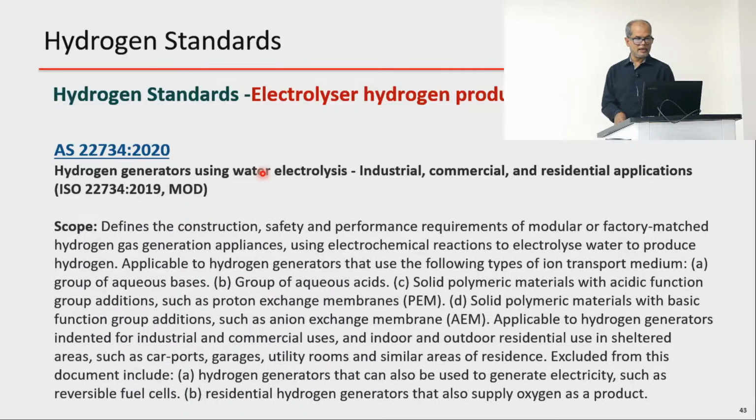And this is more like electrolytic hydrogen production. So this standard is mainly relevant to the production of hydrogen generators using electrolysis for industrial, commercial, residential application. So if anything is relevant to that, it's actually given in this standard.